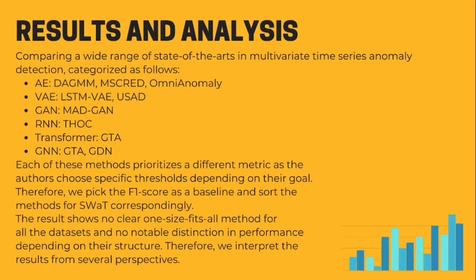Results and analysis. So we have seen many state-of-the-art multivariate time series anomaly detection models. Few are based on the autoencoder like DAGMM, MSCRED, OmniAnomaly. Some are based on VAEs like LSTM VAE and USAD, GAN based models like MAD-GAN, RNN based models like THOC, transformer based models like GTA, and CNN based models like GTA and GDN. So each of these methods prioritizes a different metric, as the authors choose to prefer the thresholds depending on their goals. We will pick F1 score as the baseline to sort the methods for the SWAT dataset.